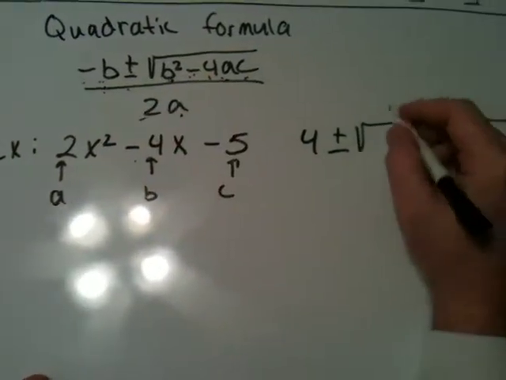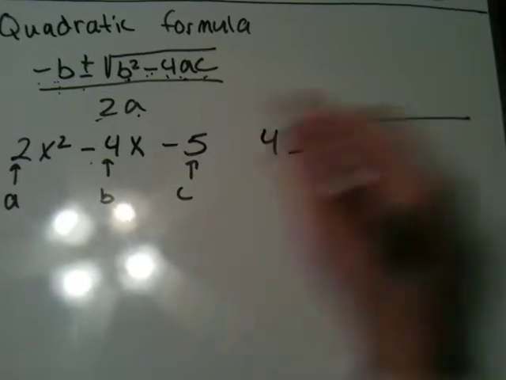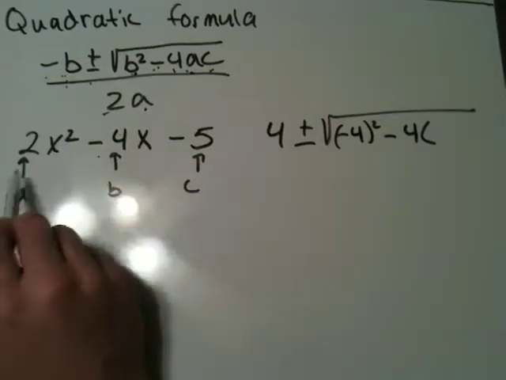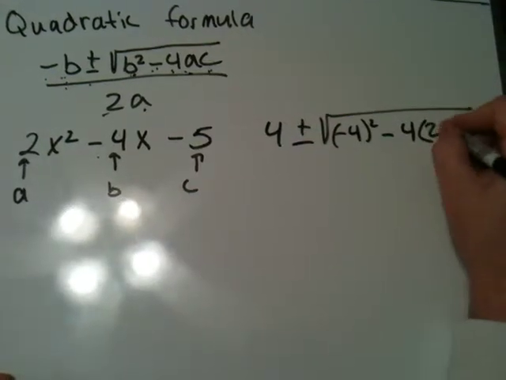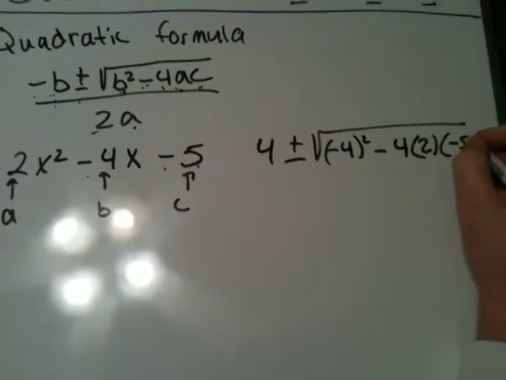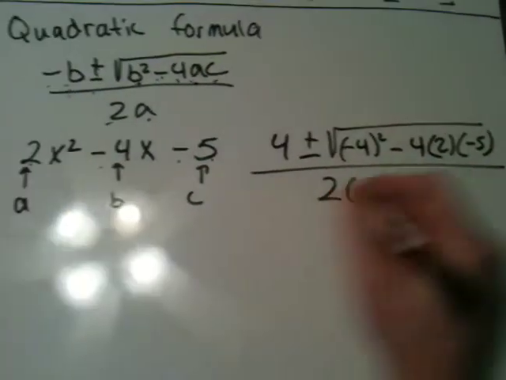I have a negative 4 squared, I'm going to plug it as a negative 4 right now. The negative will go away. Minus 4 times a, where's my a here? It's 2. I have a negative 5 for my c, all over 2 times a.